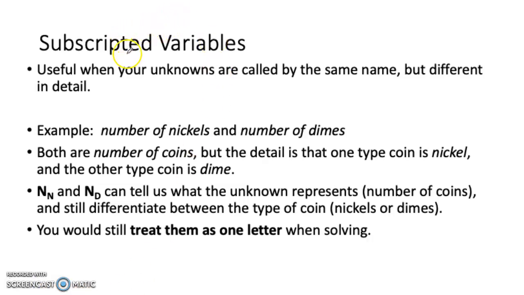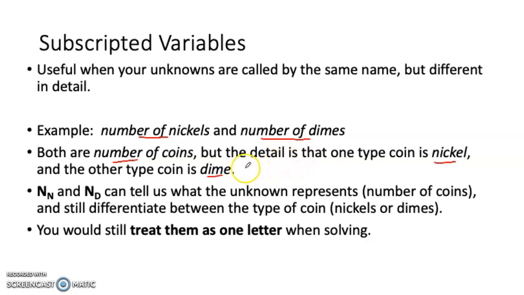First, we have what's called subscripted variables. Subscripts are just things written lower and smaller next to a letter. They're useful when your unknowns are called by the same name, but they're really a little bit different. For example, if I have number of nickels and number of dimes, both of them are capital N for number of coins, but really they're different. One is a nickel coin and the other is a dime coin.